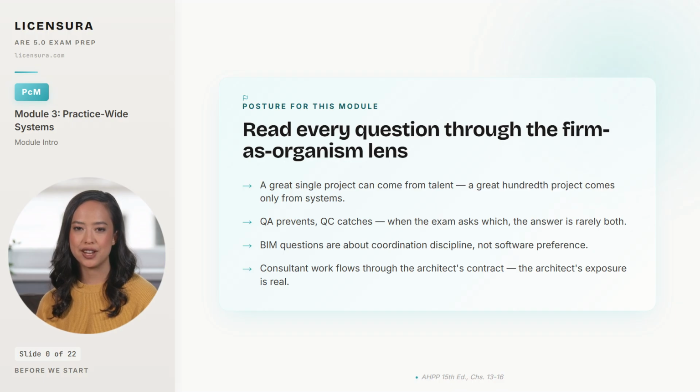And fourth, consultant work flows through the architect's contract with the owner. The architect of record carries exposure for the consultant's failures, even when the consultant is a separate firm. The C401 consultant agreement is how that exposure gets distributed back. With that set, we step into section 2.1.